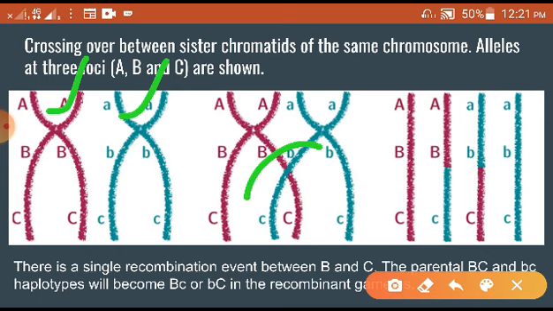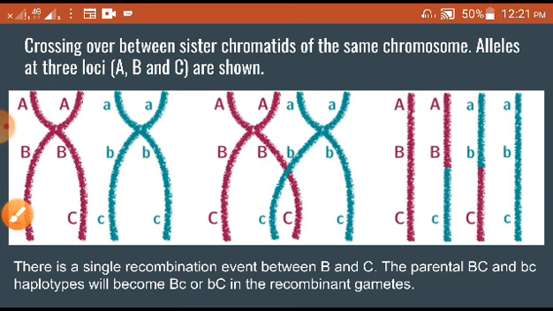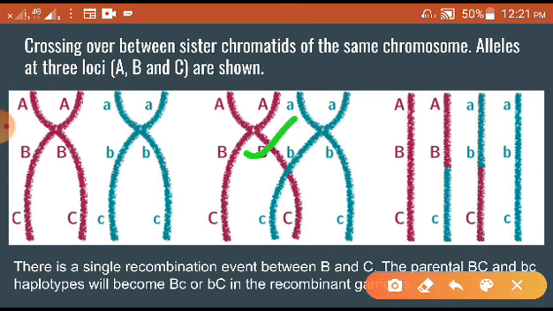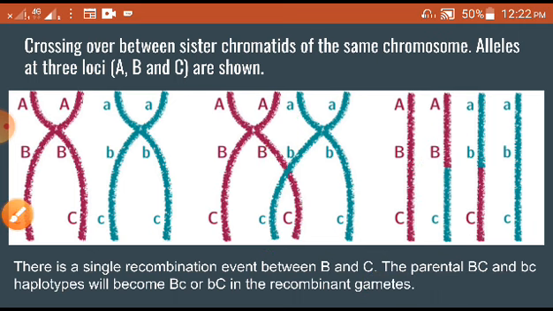Now here you can see the arms are getting crossed over. You can see gene B and gene C are getting separated now, right? Gene B and gene C are getting separated, not gene A and B. So what is happening here? You can see B and C. This is your new formation where this separation of the genes happened.